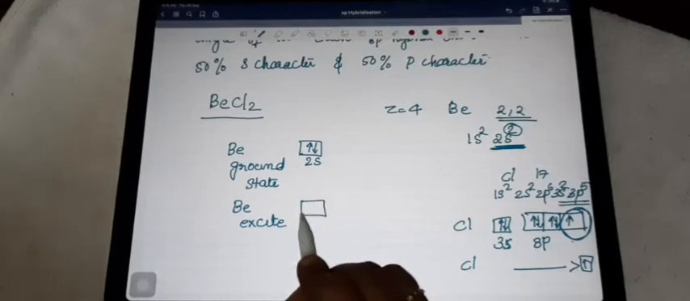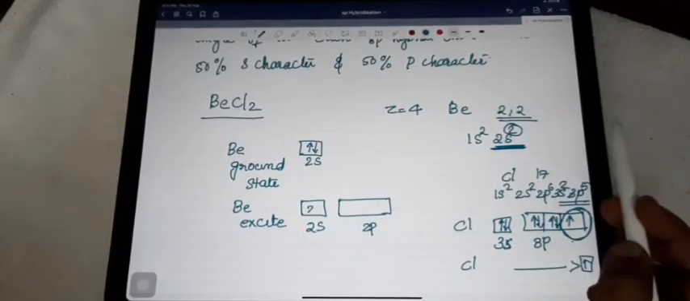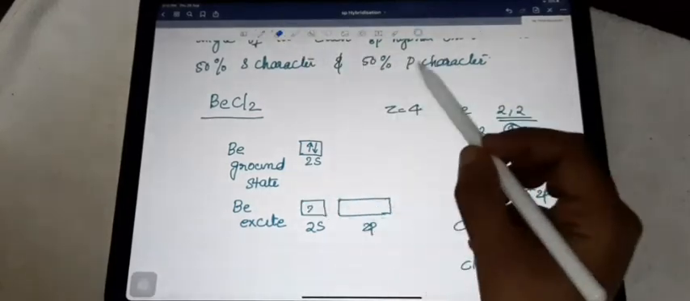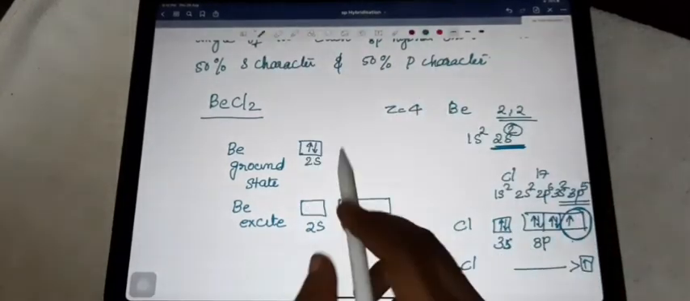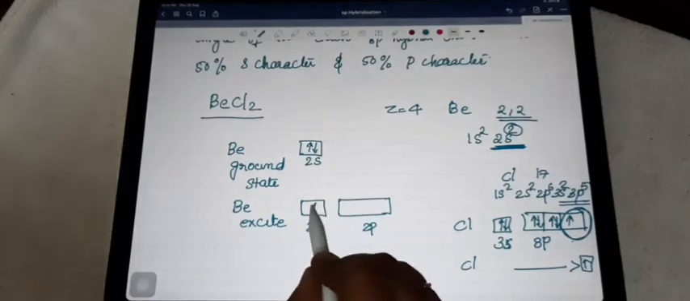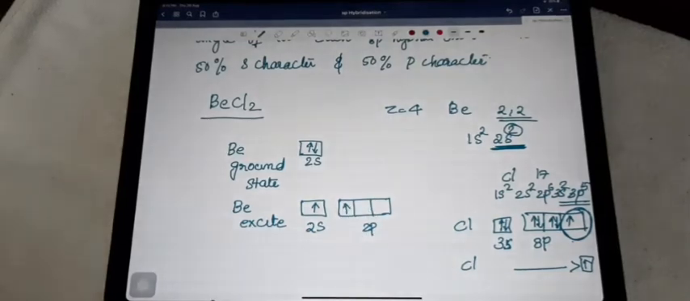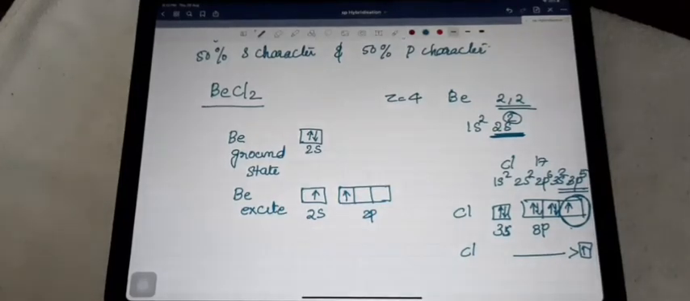So what is the next step after 2s? Surely the next coming subshell will be 2p. So at the time of excitation, one of the electrons from 2s goes to the next orbital, the 2p orbital. Likewise one more half-filled orbital is created here. Clear?